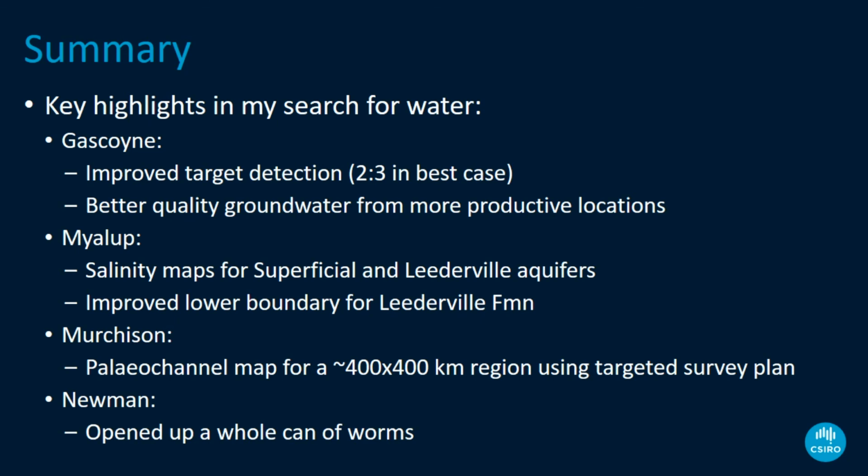For the Murchison, we produced a paleochannel map, and we made an attempt at getting a groundwater quality map for that network based upon the available boreholes. But this is a 400 by 400 kilometer region, and we had maybe 25 to 30 boreholes in that area. So a groundwater salinity map for something that large over that extensive an area, I would hesitate to call a good product. That would rely upon further drilling and further exploration.